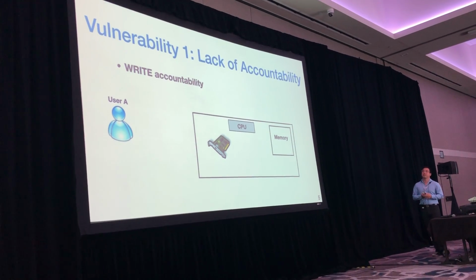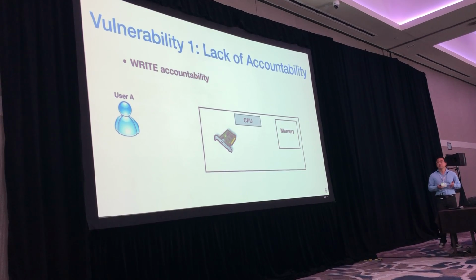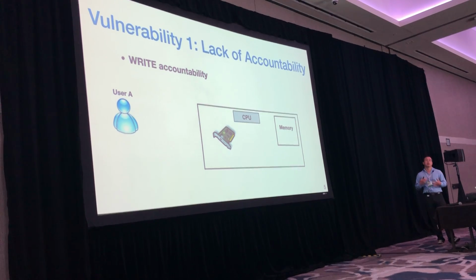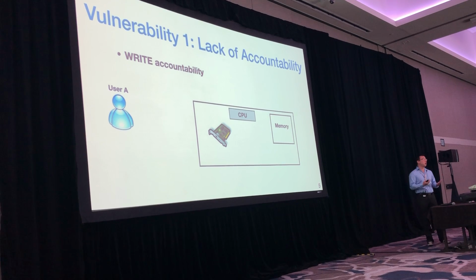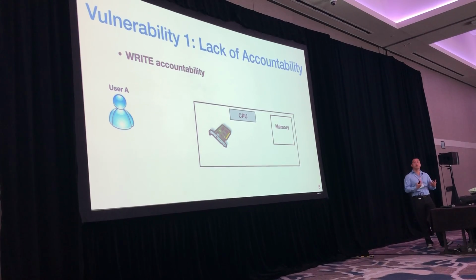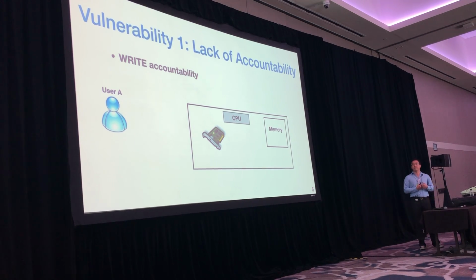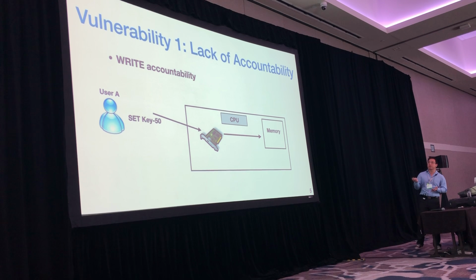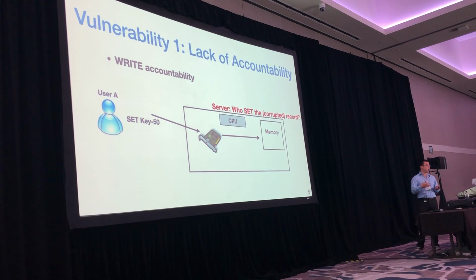The first vulnerability is that one-sided communication lacks accountability. Accountability is really important for a system or application because it relies on accountability to pinpoint attackers, find the root cause of a system crash, and recover from a system crash. However, one-sided communication lacks accountability. For example, for write accountability, a user issues a write request to the server side, but the server side cannot tell who sets the record, or even a corrupted record.